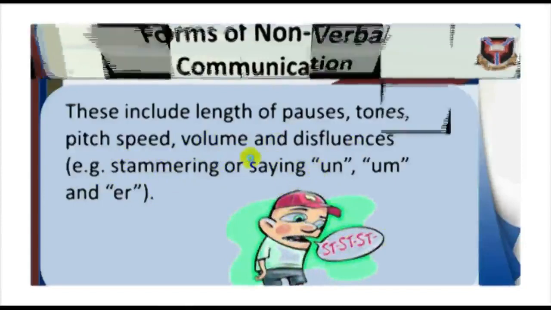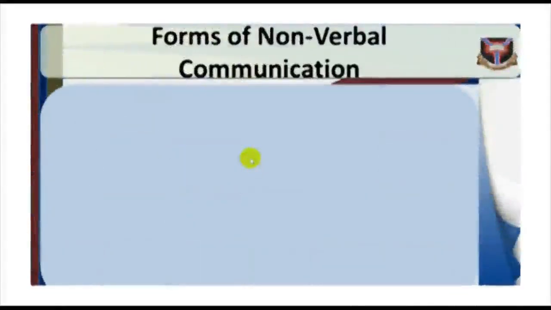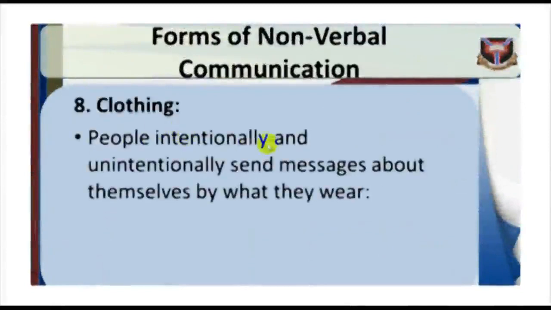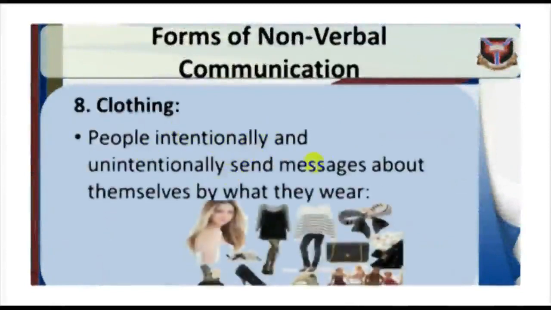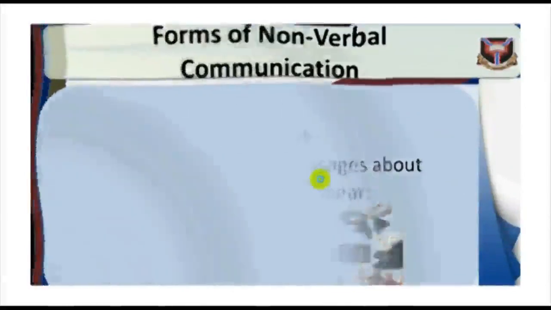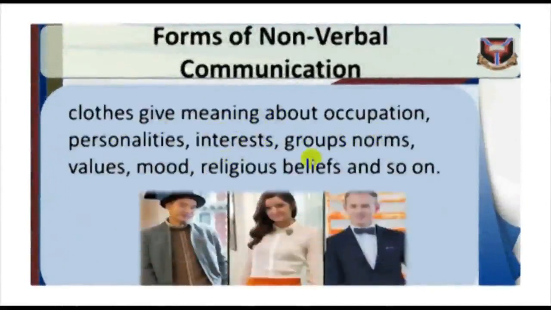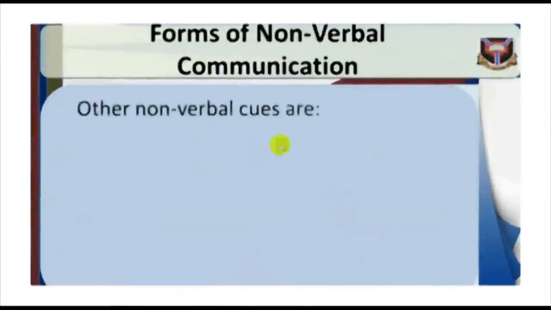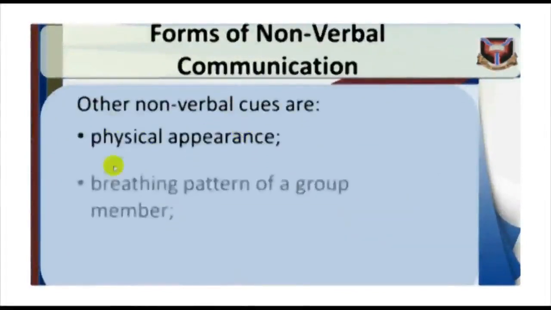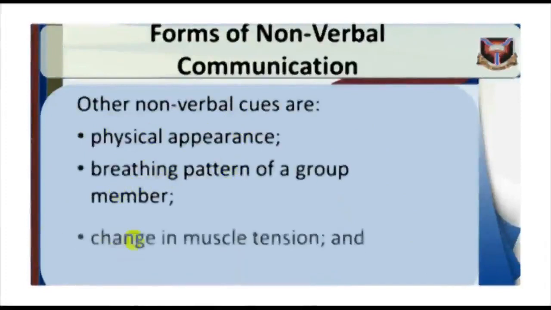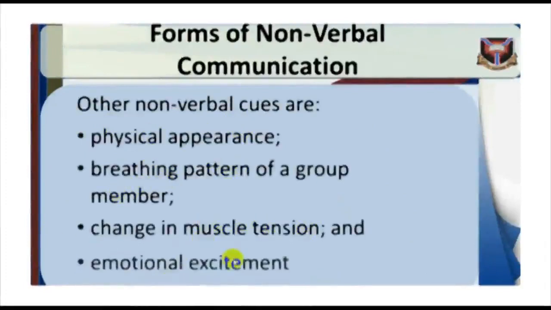Clothing. People intentionally and unintentionally send messages about themselves by what they wear. Clothes give meaning about occupation, personalities, interests, groups, norms, values, mood, religious beliefs, and so on. Other non-verbal cues are physical appearance, breathing pattern of a group member, change in muscle tension, and emotional excitement.